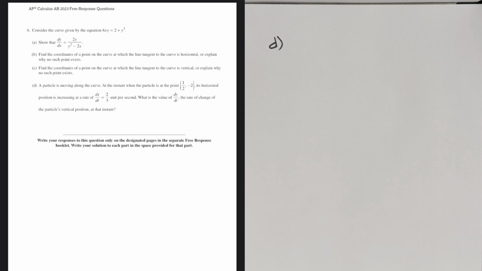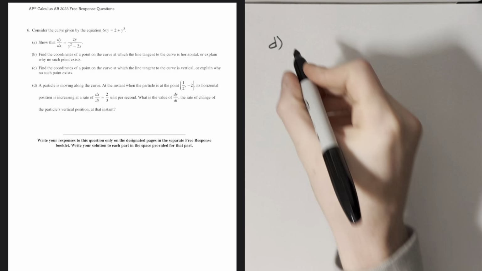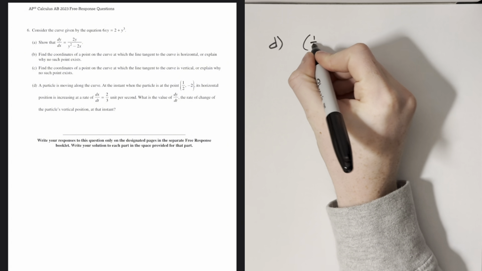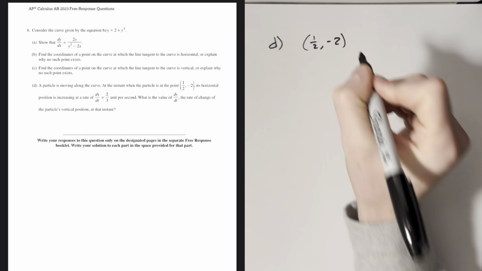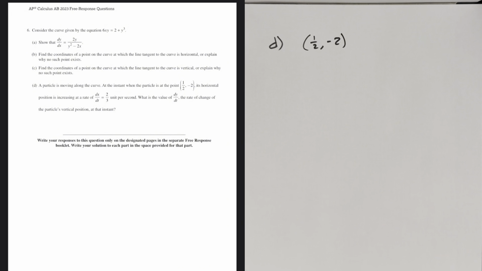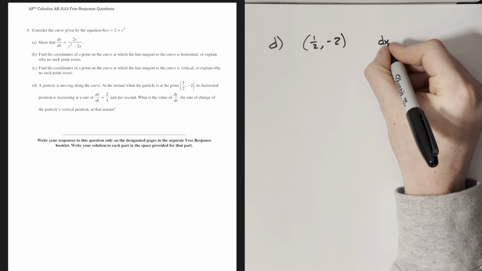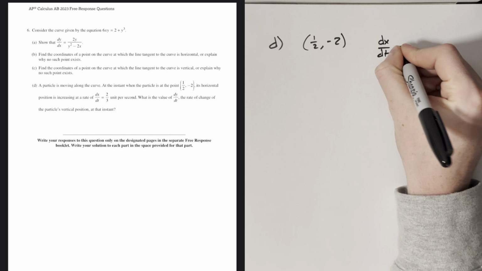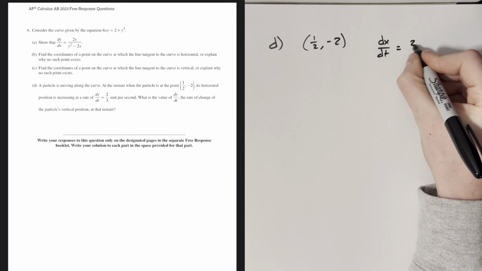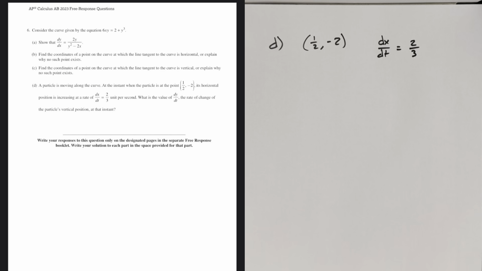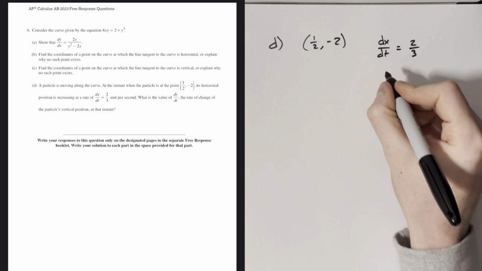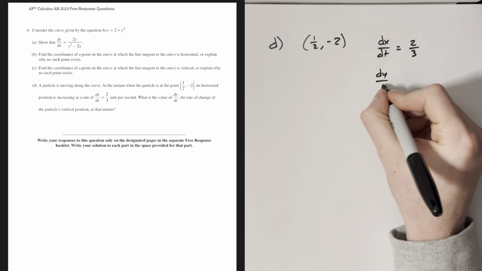A particle is moving along the curve. At the instant when the particle is at the point (1/2, -2), its horizontal position is increasing at a rate of dx/dt equals 2/3 units per second. What is the value of dy/dt?